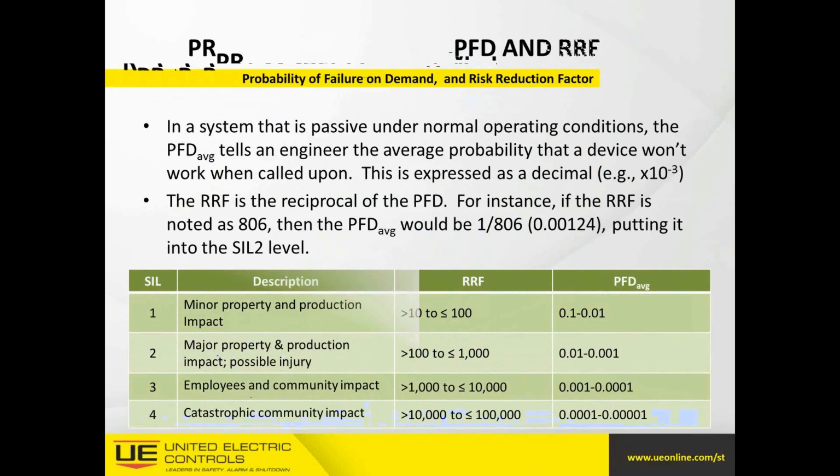average probability that a device won't work when called upon, that this is expressed as a decimal, which is times 10 to the negative 3. So the risk reduction factor is a reciprocal of that probability of fail on demand. So for instance, in an example I'm going to show you here, if the risk reduction factor is noted as 806, then the probability of failure on demand average, which is important because we're taking the average, not the peak, would be 1 in 806.